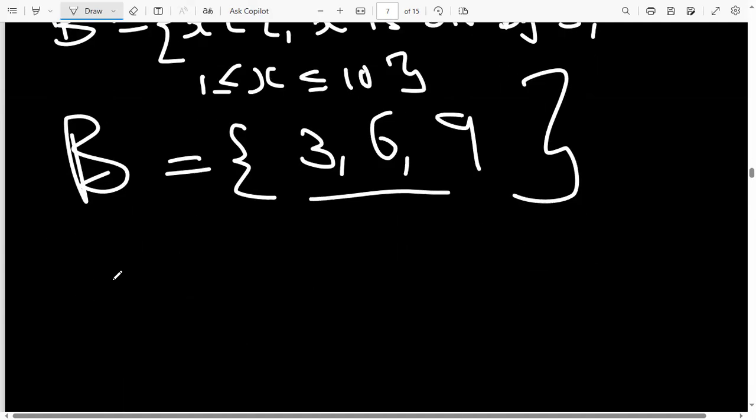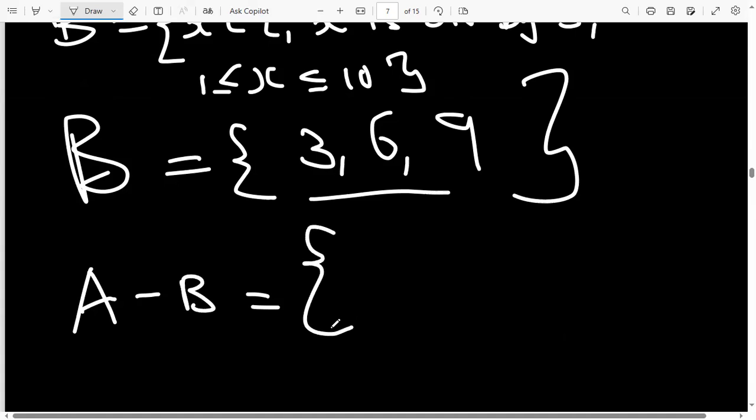And then we are asked to find A minus B. Okay, so A minus B. So how did I say it's to find A minus B? We just want all those elements in A, okay, but removing all the elements that come from B.